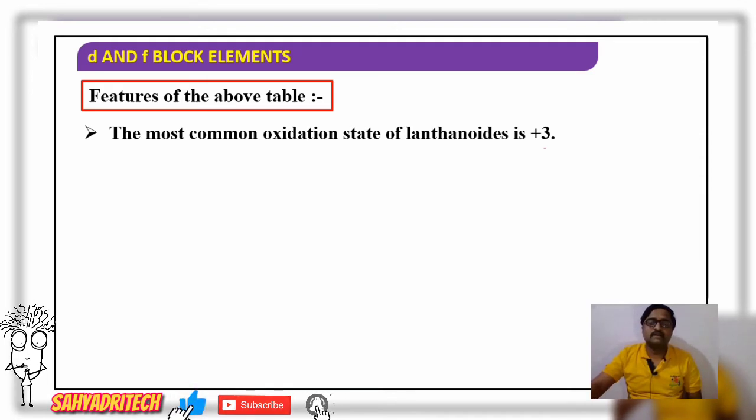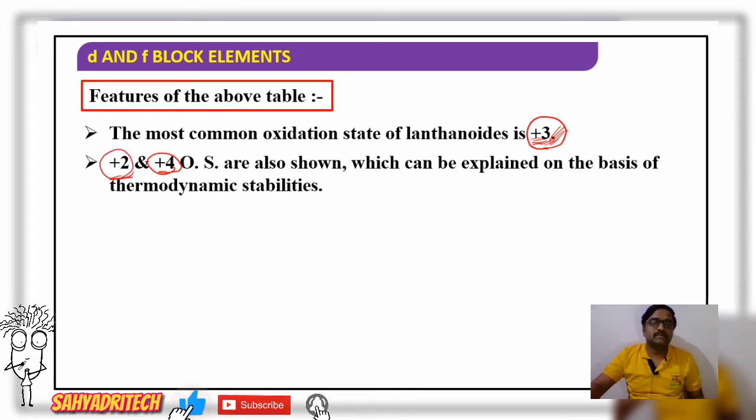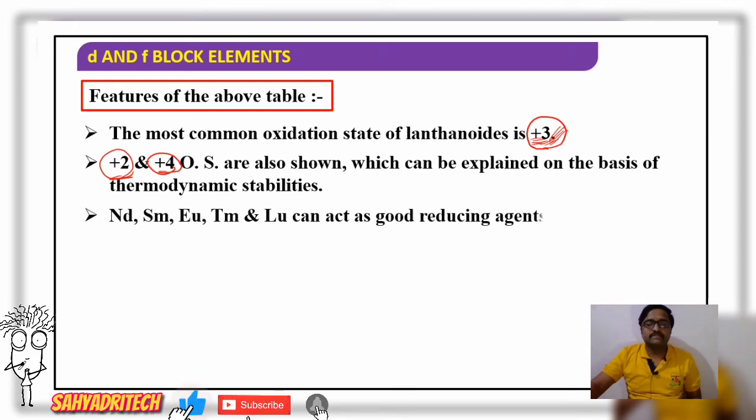Now if you analyze that table, what we can see here, the most common oxidation state. What is the most common oxidation state for lanthanides? It is +3. Okay, +3 is the most common oxidation state of lanthanides. Further, the +2 and +4 oxidation states are also shown, which can be explained on the basis of thermodynamic stabilities. So there are some elements which show even +2 and +4 oxidation states.